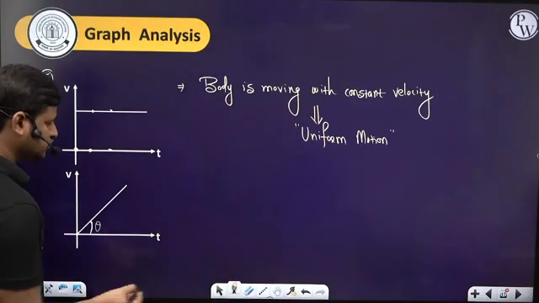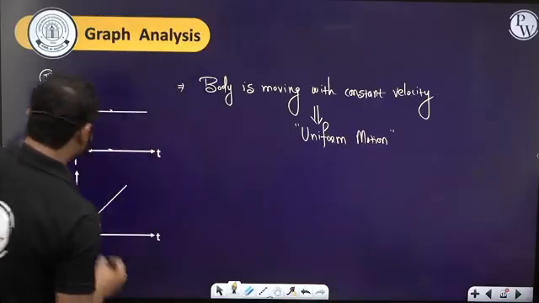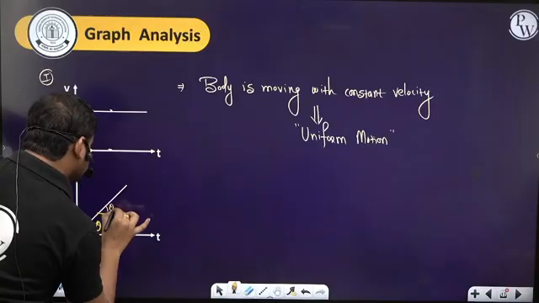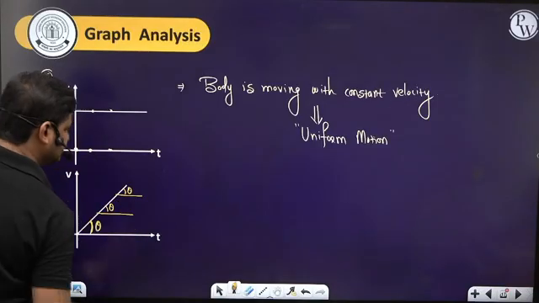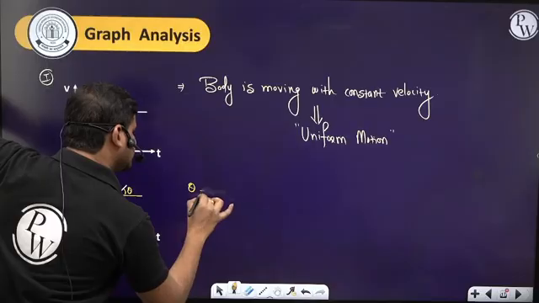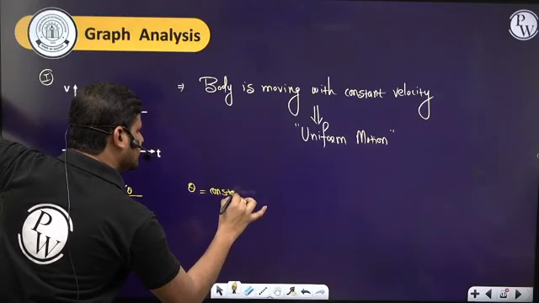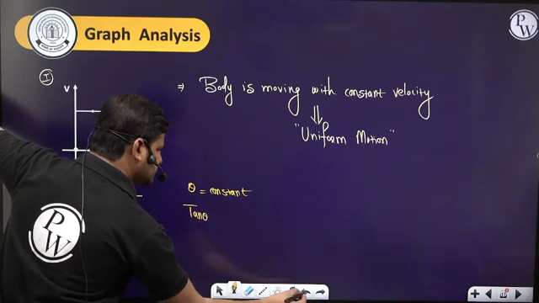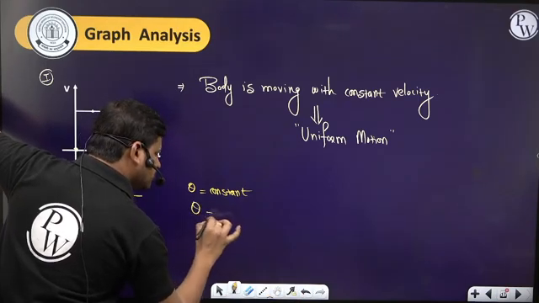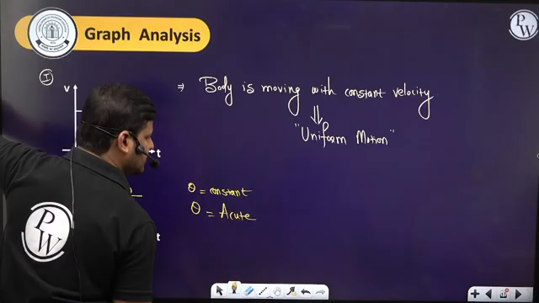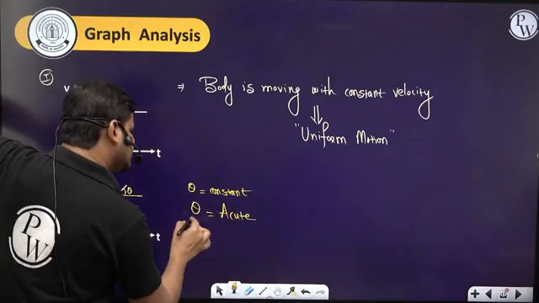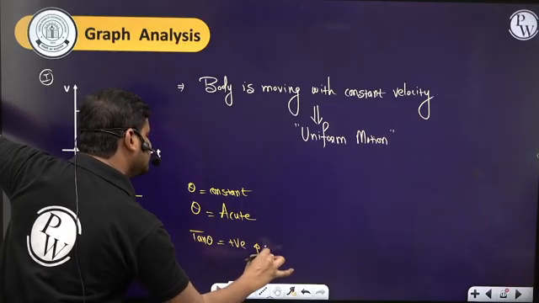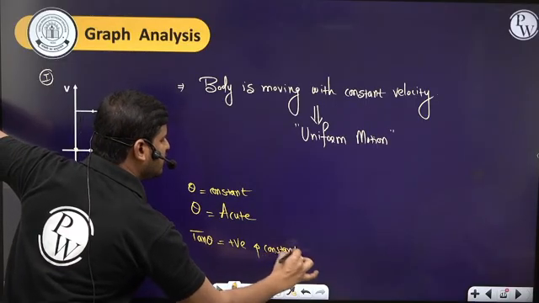Clear? Next, see this part. In the velocity-time graph, let this angle be theta. At this point also the angle is theta, at this point also the angle is theta. So here theta is constant, so tan theta is going to be constant. And one more thing, theta is acute. This is also important. As theta is constant and acute, tan theta is going to be positive and constant.